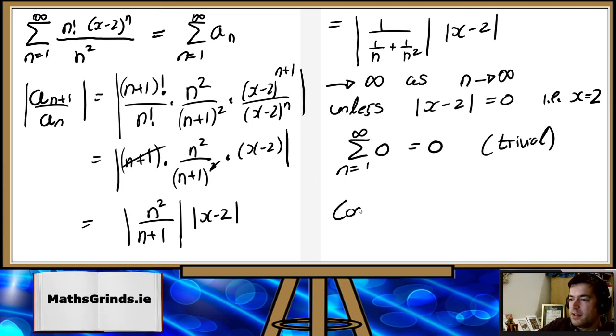So technically it converges in a very trivial way only when x is 2. And we kind of guessed that at the start, because n factorial is going to grow so much faster than n squared.